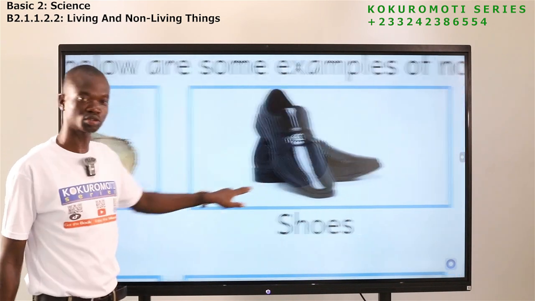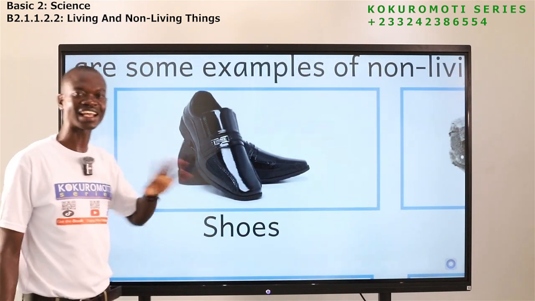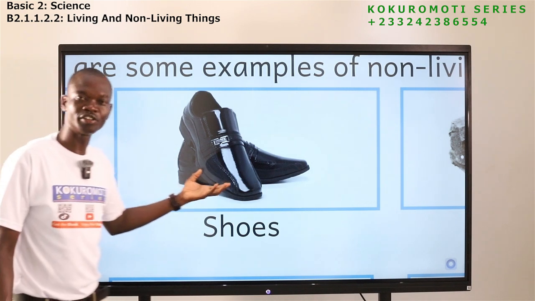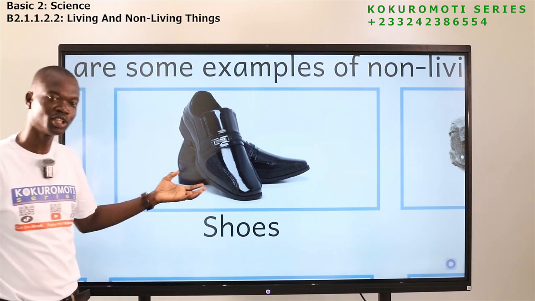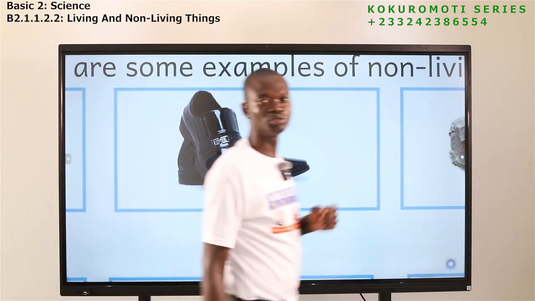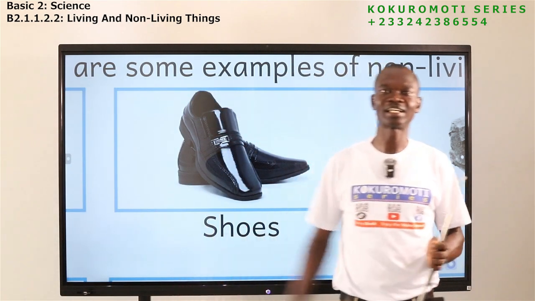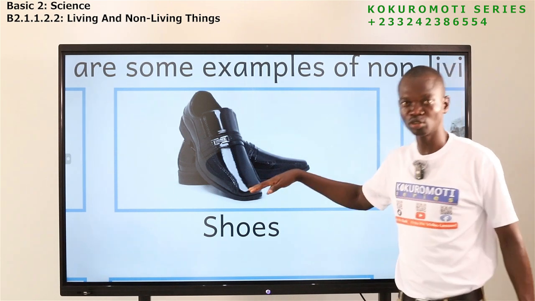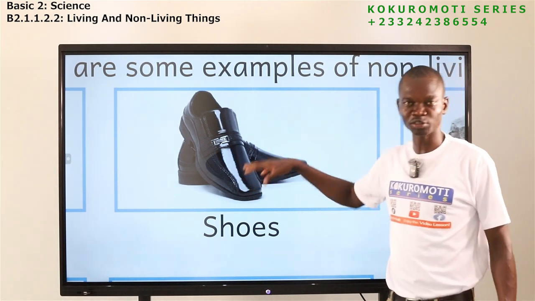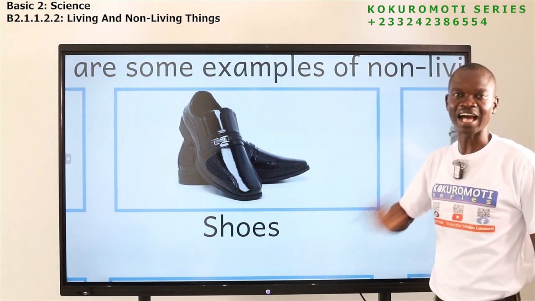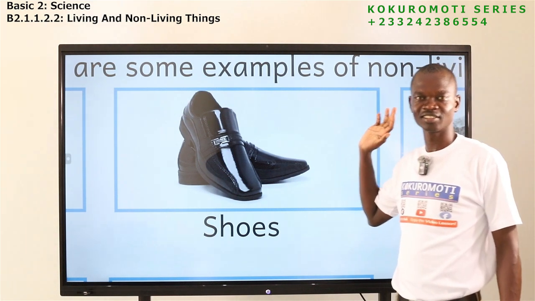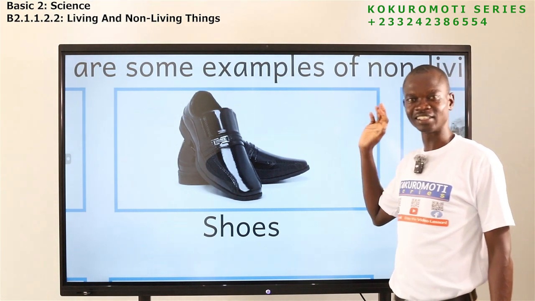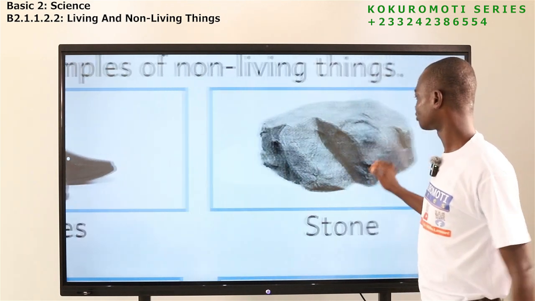Let's come here. We have shoe. Your shoe is non-living. It doesn't have life. Your shoe cannot reproduce. Your shoe cannot grow. You can't tell me that the shoe that you were wearing when you were in class 1 has grown, so you are in class 2 and you still have to use it. No. Shoes are non-living things. They don't grow. They don't give birth. They don't die.